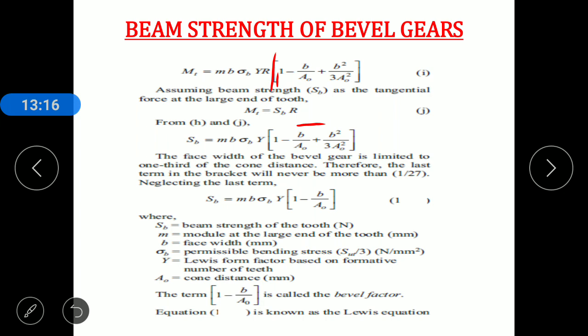Y is the Lewis form factor based on formative number of teeth. Remember this. A_O is the cone distance in millimeter. The term 1 − b/A_O, remember that is also asked for 1 mark in MCQ. The term 1 − b/A_O is called the bevel factor, and equation 1 is known as the Lewis equation for the bevel gear.